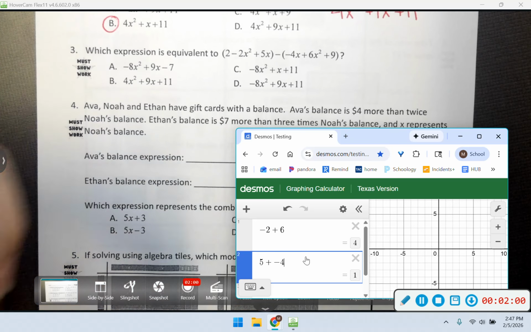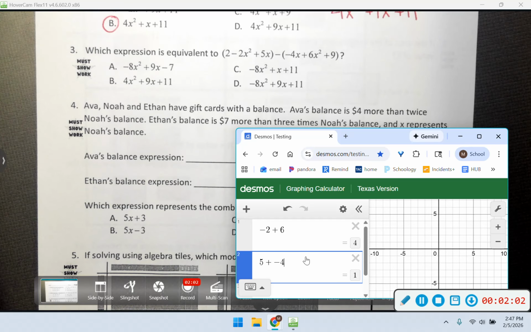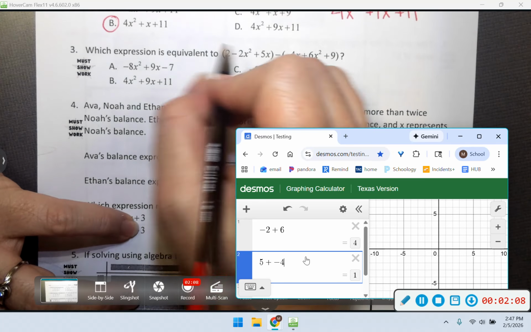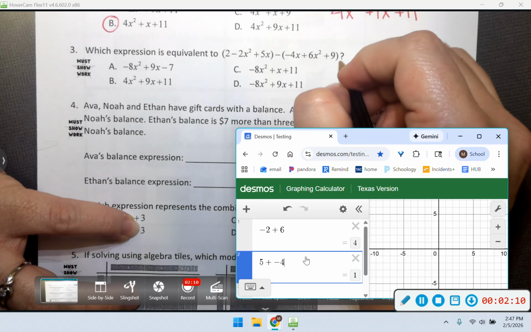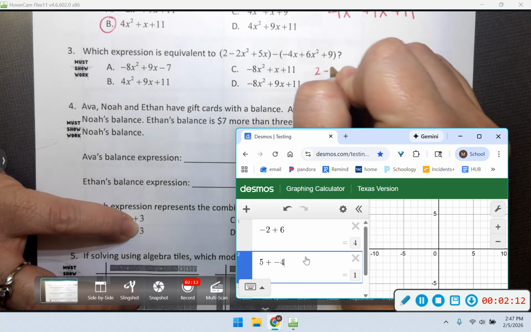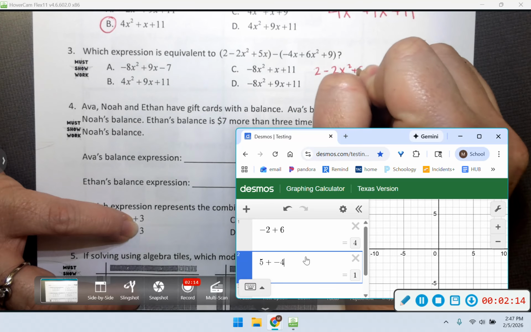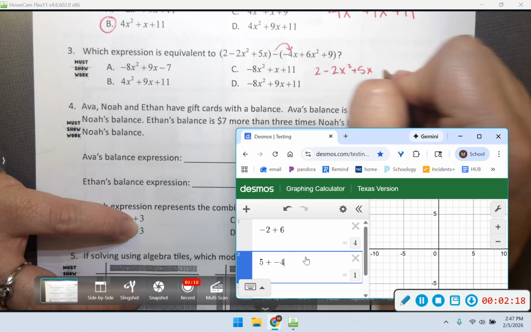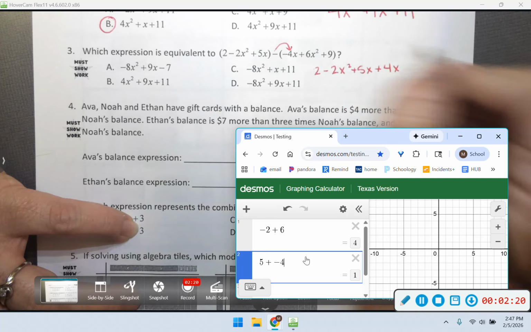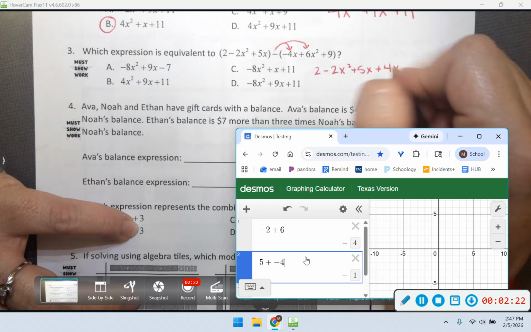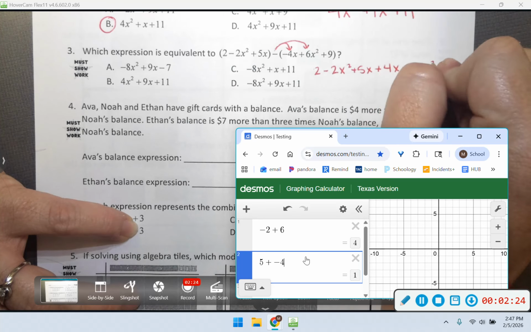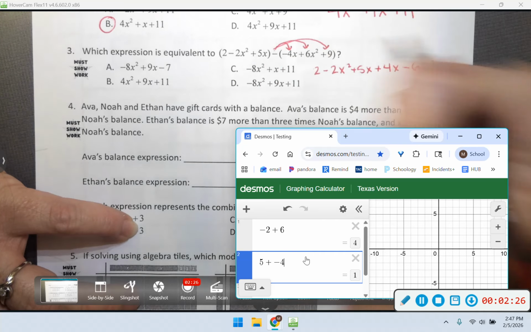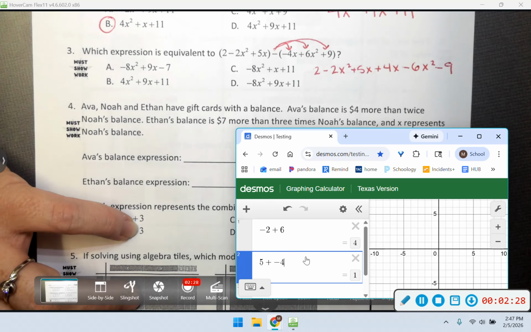3 is different. This one, again, a show work problem, so we're going to have to show some work on this one. It's going to be distributing. You have to distribute the negative, or the same thing as distributing a negative 1. Now, there's nothing in front of this parentheses, so we're just going to rewrite that side. 2 minus 2x squared plus 5x. And I'm going to distribute. A negative to a negative becomes a positive 4x. Negative to a positive becomes a negative 6x squared. And a negative to a positive becomes a negative 9.